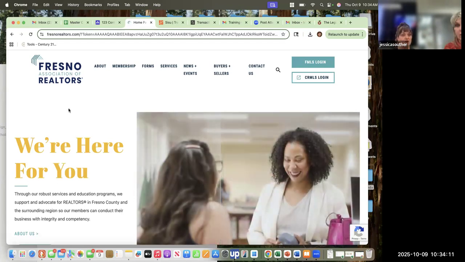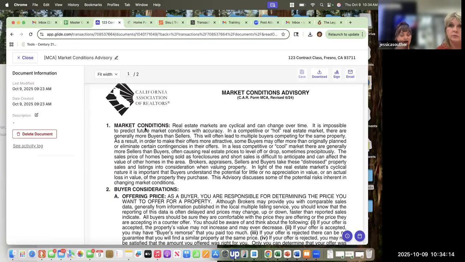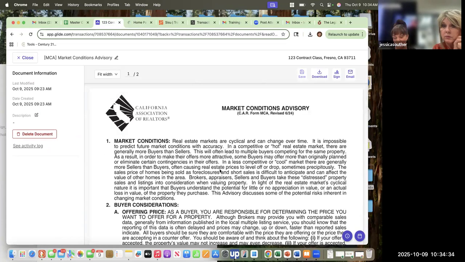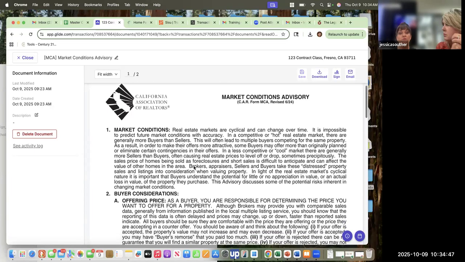I'm going to jump over right now, since we're talking about sharing that with the seller, and look at the actual form, the market condition advisory. This is something that I require in our office. I think all offices do. In Fresno, I would say most of the big offices require this. It's a two-page document, and it's really just an advisory, as it says, to the buyer and the seller, which talks about the current conditions of the market, how prices are not set, and that they're not guaranteed to get a certain amount for their property. It goes in pretty good depth.